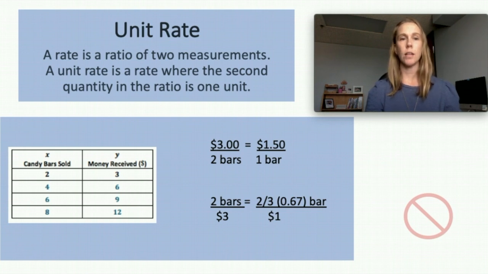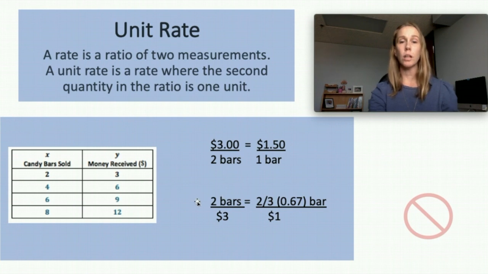So here I have a table that represents the number of candy bars sold and the money received. So perhaps a fundraiser at a school. If I sell 2 candy bars, I'm going to get $3. And if I sell 4 candy bars, I'm going to get $6. 6 candy bars for 9, and so on. So the way to write that rate is I could say I'm going to pay $3 for 2 bars. Now, if I were to do 3 divided by 2 to get my unit rate, it would be $1.50 for every bar, or $1.50 for 1.